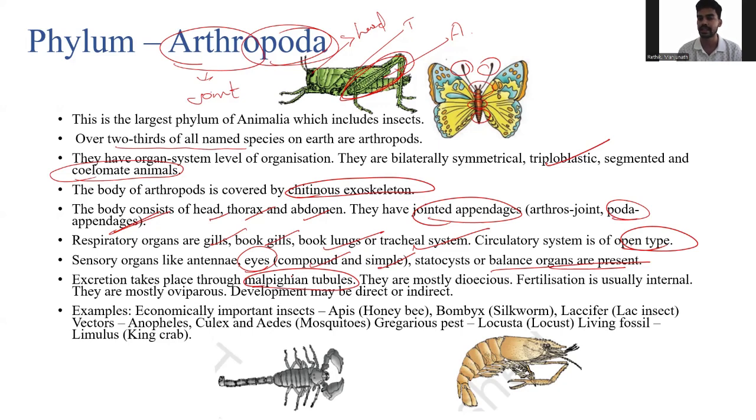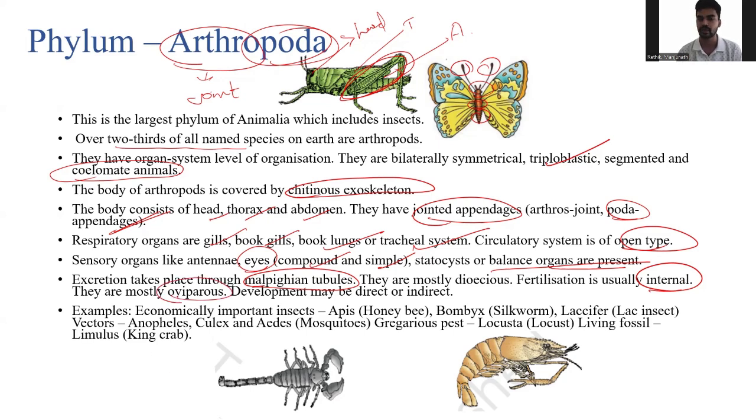And they are mostly dioecious. Fertilization is usually internal, and it could be direct or indirect. Most of them are oviparous, that is, they normally lay eggs.